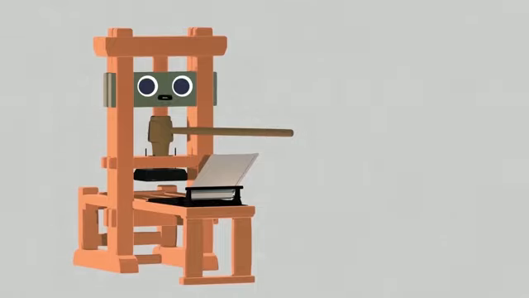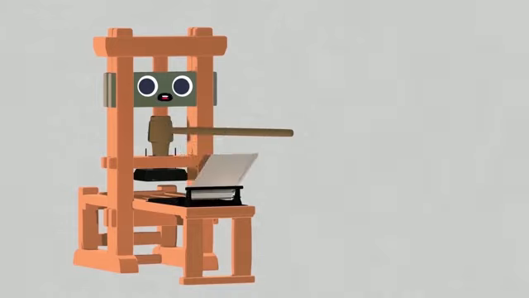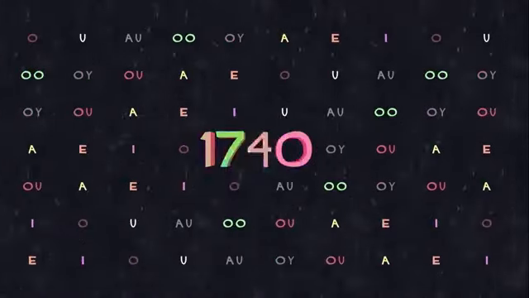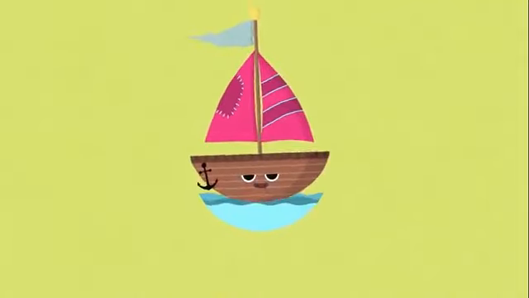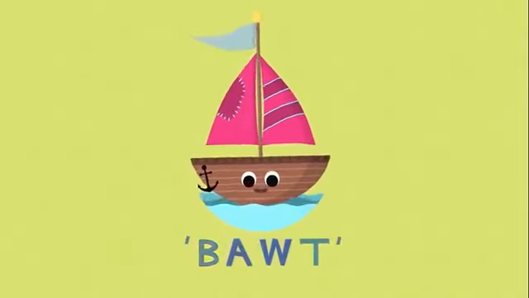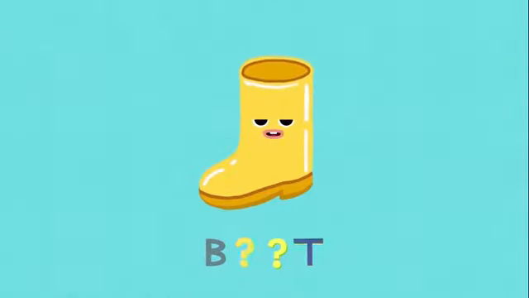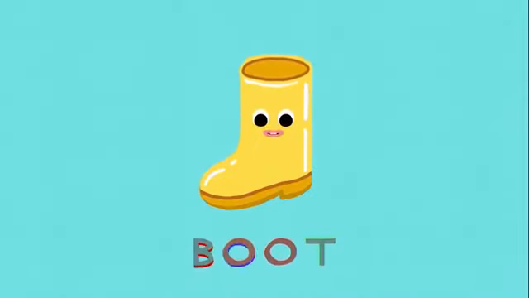But while the printing press was solidifying spellings, the English language was also undergoing what scholars call the Great Vowel Shift. Between the 14th and 18th centuries, the way English speakers pronounced many vowels changed significantly. For instance, bot became boat. This displaced the word for boot, which had up until then been pronounced boat, and pushed it into the high U vowel position it maintains today.